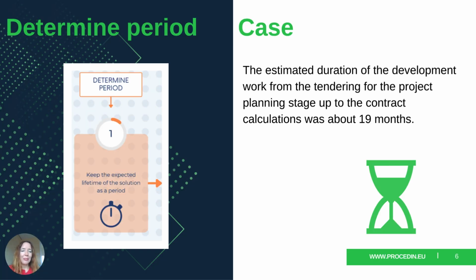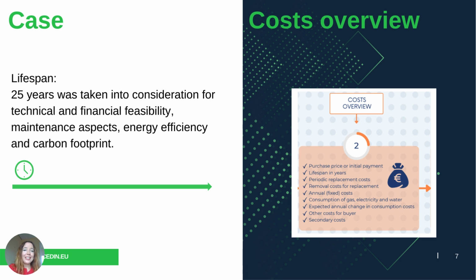Step number one is to determine the project lifetime period. In this particular example it is 19 months. Step number two is to make a cost overview. As you see on the right side, there are different possibilities to think about certain costs, which you can use as your own checklist. For example, energy costs would also be interesting to include. The lifespan of this particular case example is 25 years, and they also included maintenance costs, energy costs, and so on in their cost overview.